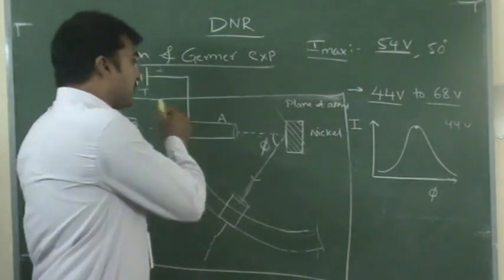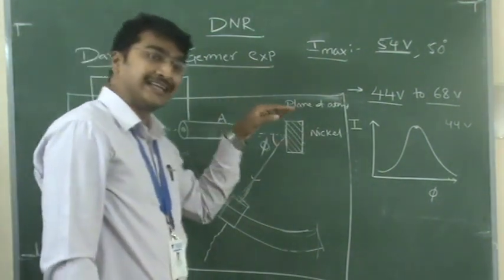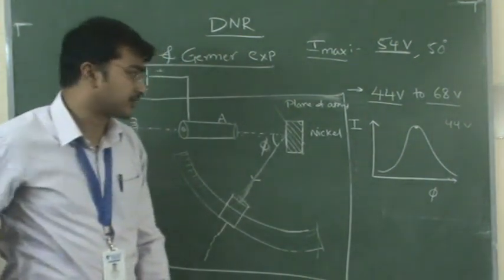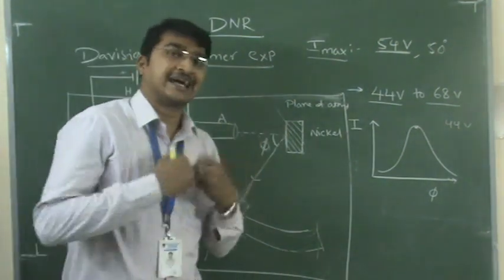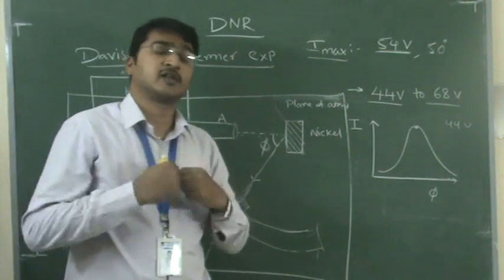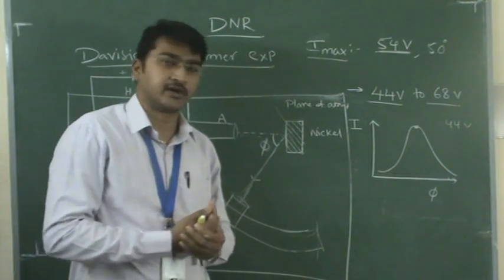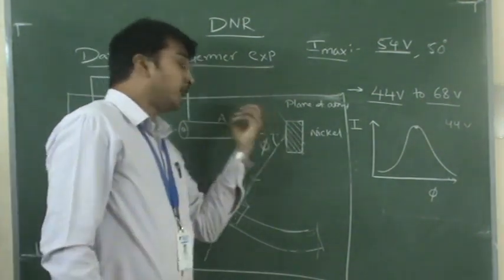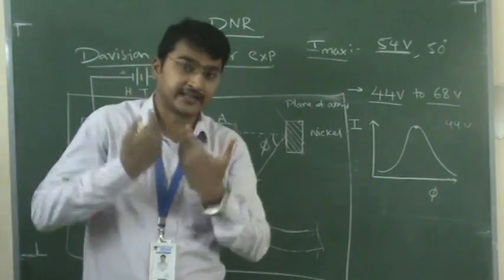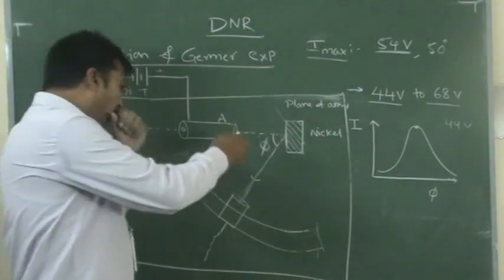That means if the applied voltage is 54 volts, electrons are ejected and incident on the nickel crystal. The nickel crystal has different planes of atoms, so it scatters and does not absorb the electrons. That's why we are using heavy metals here. When the electrons are incident on the nickel crystal, they are scattered in all directions.